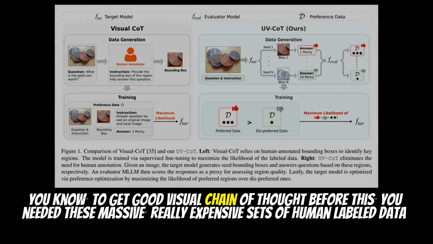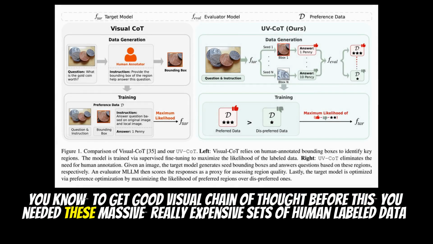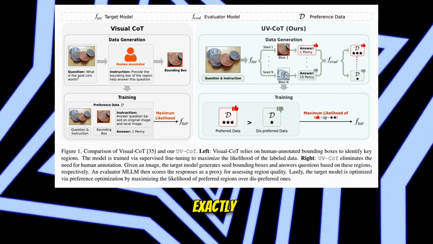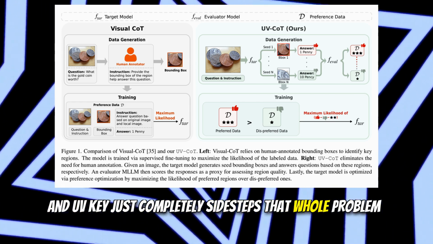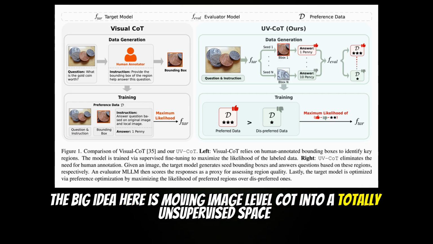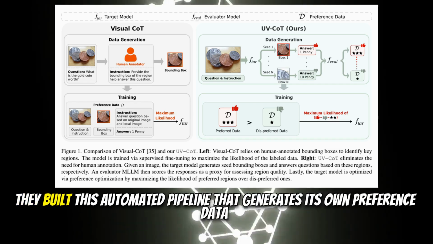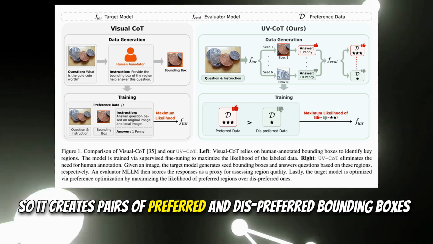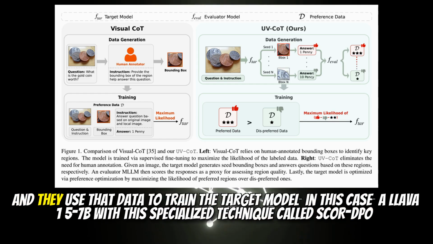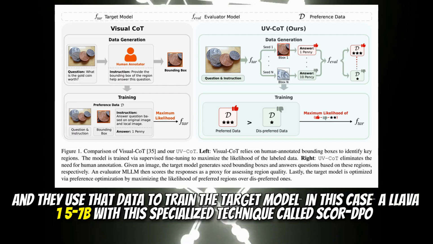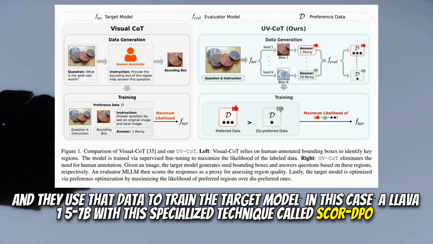To get good visual chain of thought before this, you needed these massive, really expensive sets of human-labeled data. Specifically, bounding box data for supervised fine-tuning. Exactly. And UV-CoT just completely sidesteps that whole problem. The big idea here is moving image-level CoT into a totally unsupervised space. They built this automated pipeline that generates its own preference data. So it creates pairs of preferred and dispreferred bounding boxes. And then it uses that data to train the target model, in this case, LLaVA 1.5 7B, with this specialized technique called Score-DPO, or SDPO.